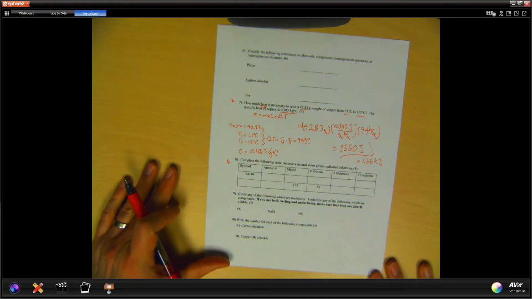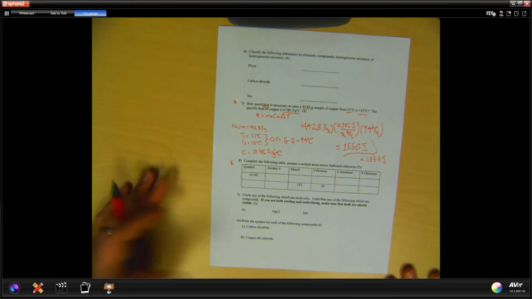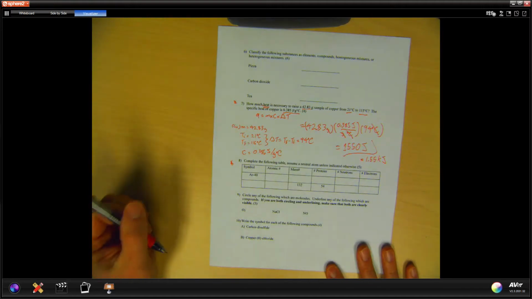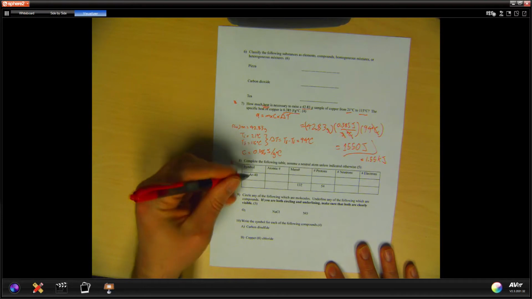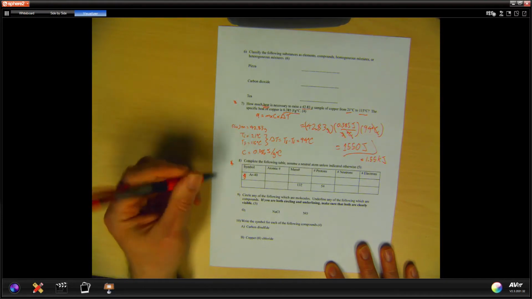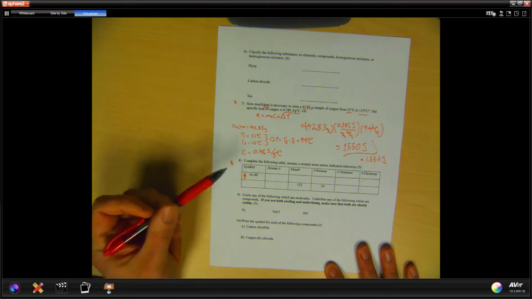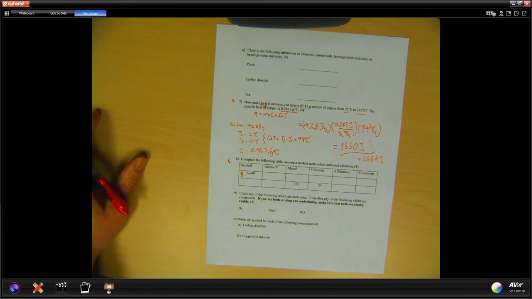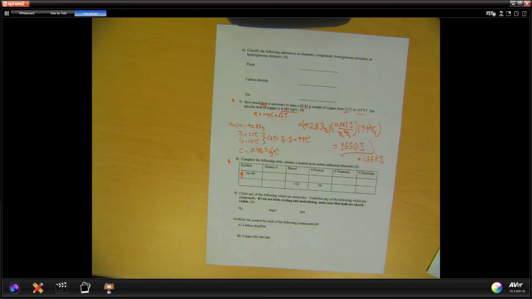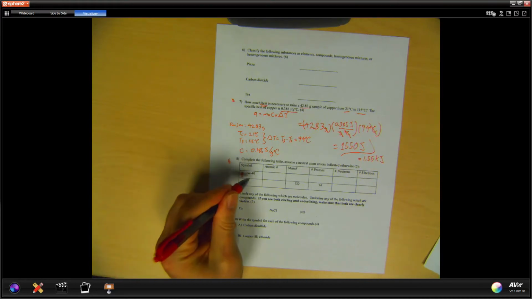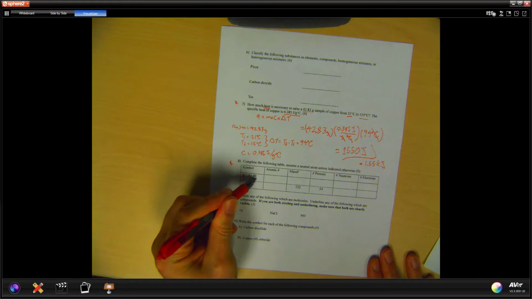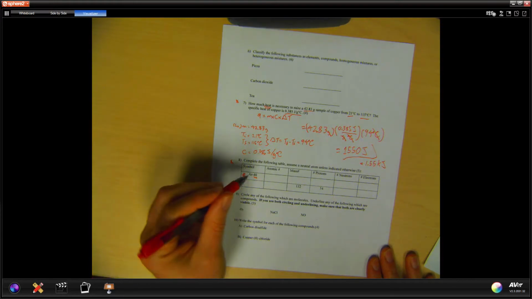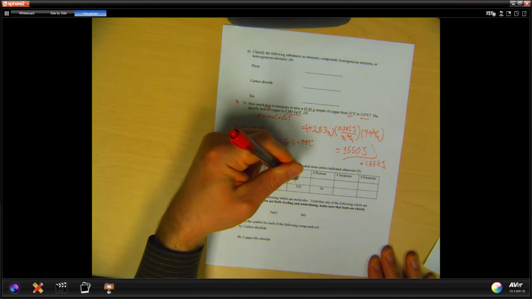Okay, the next question I wanted to look at was there was a question about the one directly below here, specifically for the argon. So let's go ahead and look at that. It says complete the following table, assume a neutral atom unless indicated otherwise. So this kind of table I believe you had on a previous worksheet and you had on a quiz. And you're given the symbol of the element and you're given this number, the mass number. So when we see that 40, we can immediately write that down as the mass number.